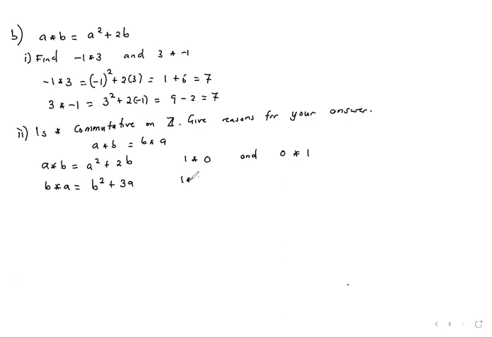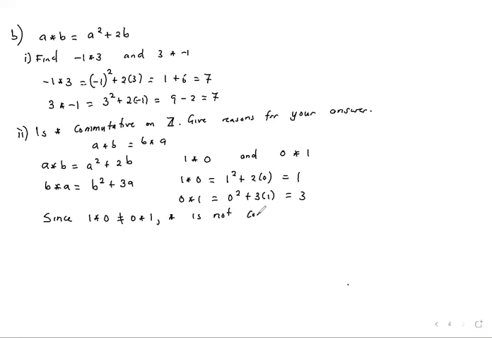So 1 star 0 is equal to 1 squared plus 2 multiplied by 0, which is equal to 1. Then 0 star 1 is 0 squared plus 3 multiplied by 1, which is equal to 3. So we're saying since 1 star 0 is not equal to 0 star 1, star is not commutative on Z.